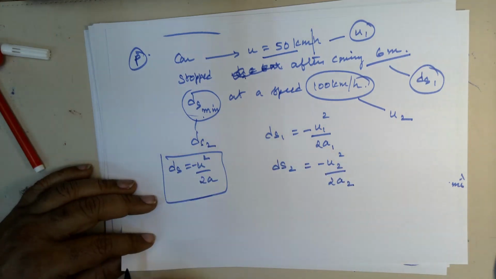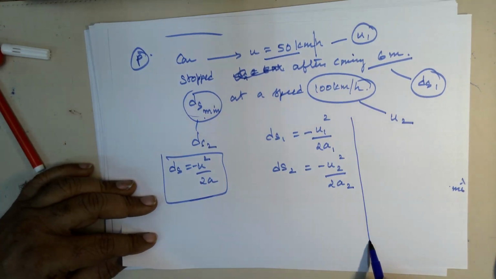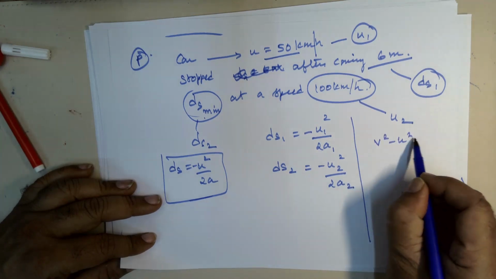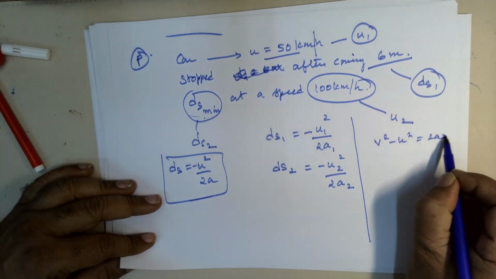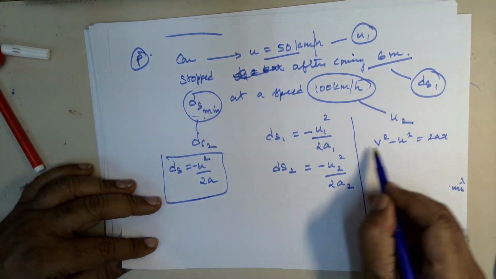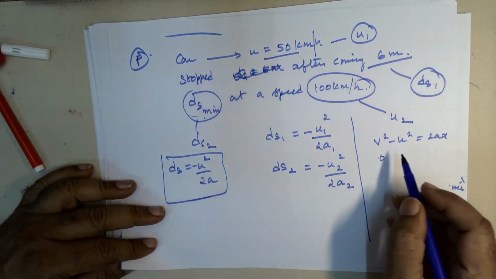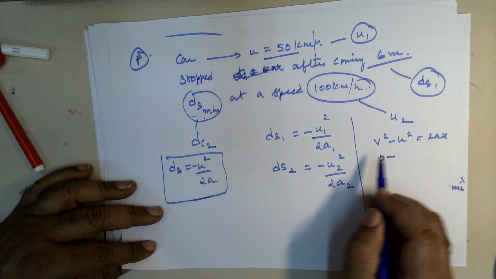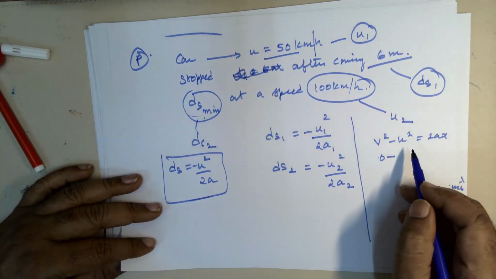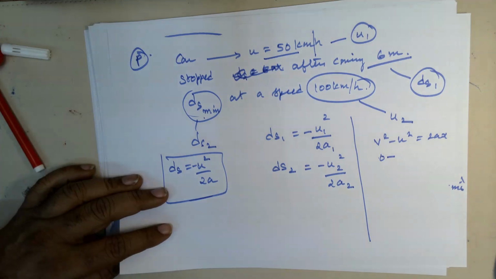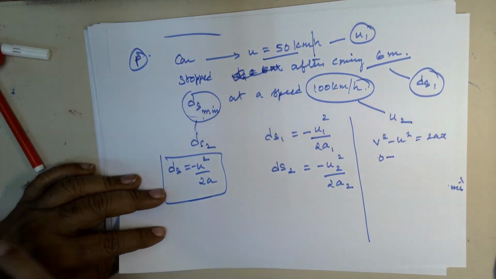Without acceleration, you cannot do. So how to find out the acceleration? You have got the equation v squared minus u squared is equal to 2ax, right? So what could be the final velocity? You know very well it is 0. So minus u means here 50 squared, okay? 50 kilometer.